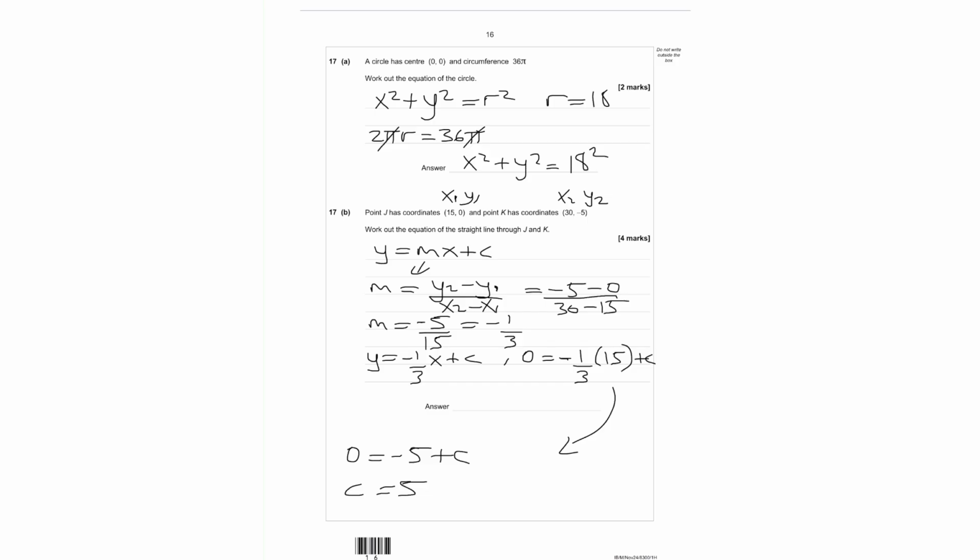So our equation becomes y equals minus a third x plus 5. And let's just use our other coordinate just to confirm that's true. So our other coordinate, 30, minus 5. So if we have x equal to 30, 30 times minus a third is minus 10, plus 5 is equal to minus 5, and that is the value of y that we are expecting. So that is going to be our answer.